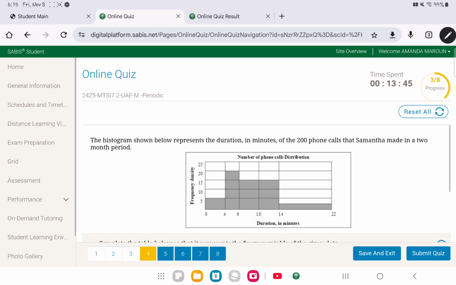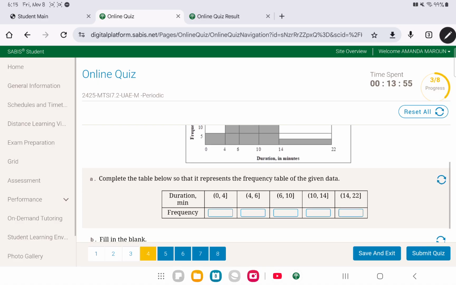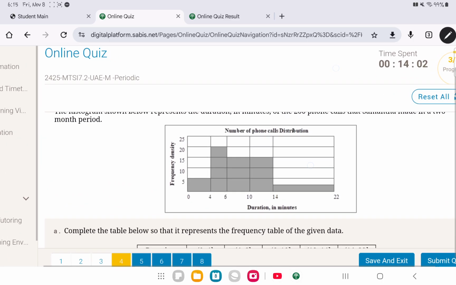We proceed to question number 4. The histogram shown below represents the duration in minutes of the 200 phone calls that Samantha made in a 2-month period. Complete the table below so that it represents the frequency table of the given data. Very simply, what did they give us? They gave us the frequency density and the duration.